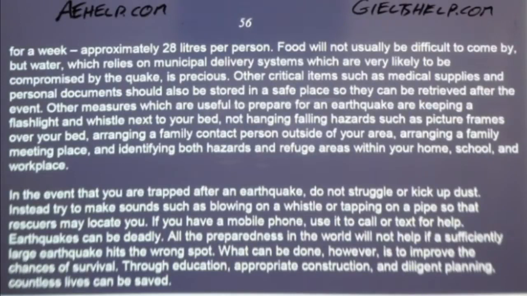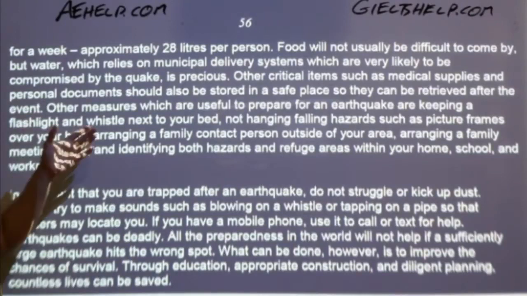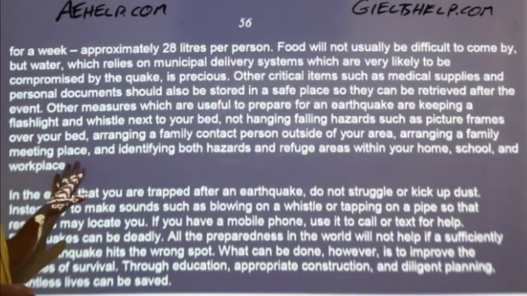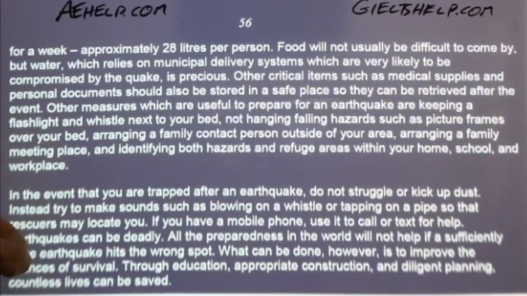Other critical items, such as medical supplies and personal documents, should also be stored in a safe place so they can be retrieved after the event. Other measures which are useful to prepare for an earthquake are keeping a flashlight and whistle next to your bed, not hanging falling hazards such as picture frames over your bed, arranging a family contact person outside of your area, arranging a family meeting place, and identifying both hazards and refugee areas within your home, school, and workplace.